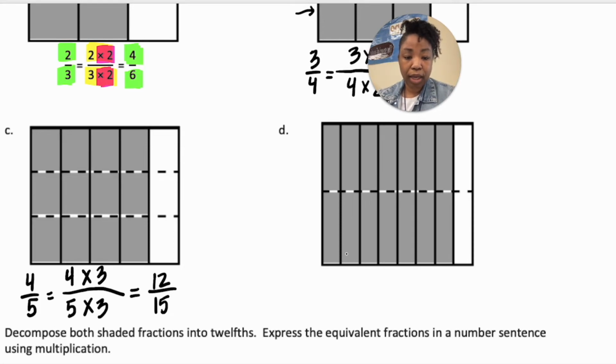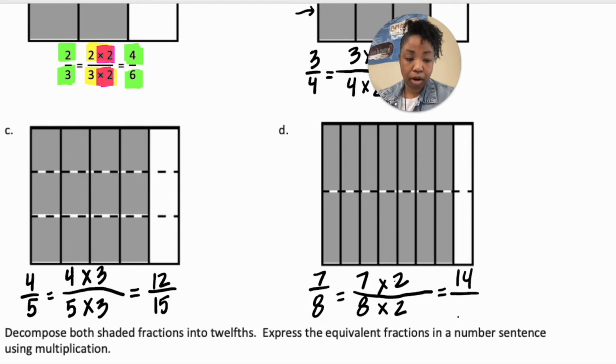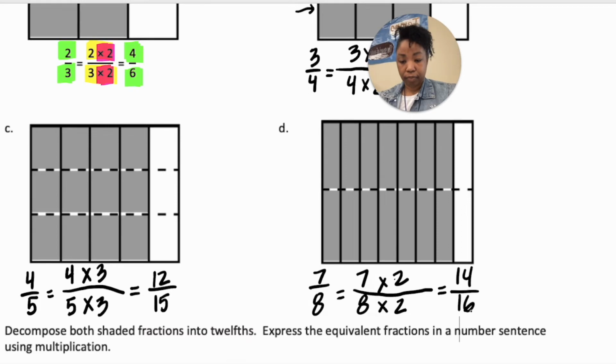For D, we have 2, 3, 4, 5, 6, 7 parts shaded out of 8. So we started with 7 parts shaded. We have 2 rows. So I'm going to multiply the top and the bottom times 2, which gives us 14 parts shaded out of 16 total parts.